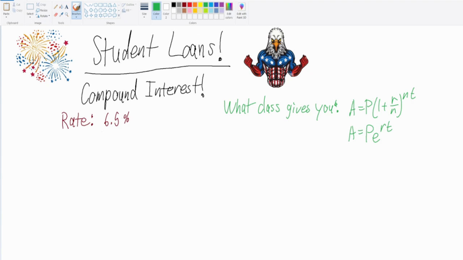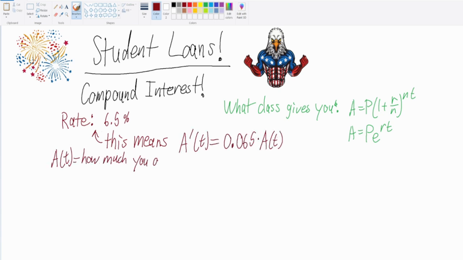So our rate is 6.5%, so that means each time we measure the amount that we owe, it will increase by a factor of 0.065. So that means the change in what we owe, let's call that a prime of t, that will equal 0.065 times what we currently owe, which we'll call a of t. So a prime equals 0.065 times a.